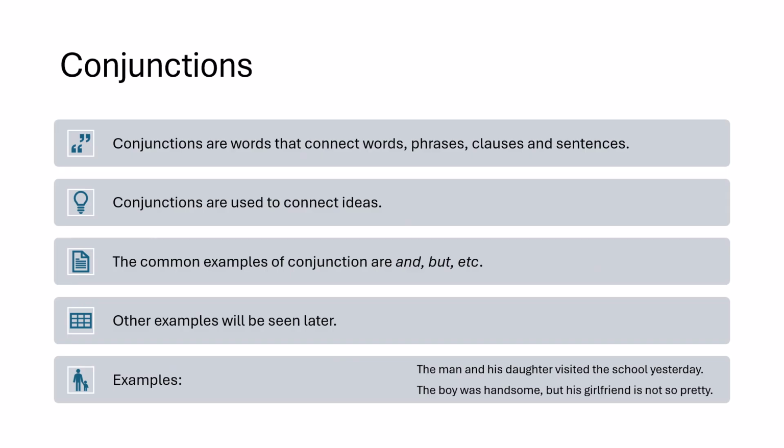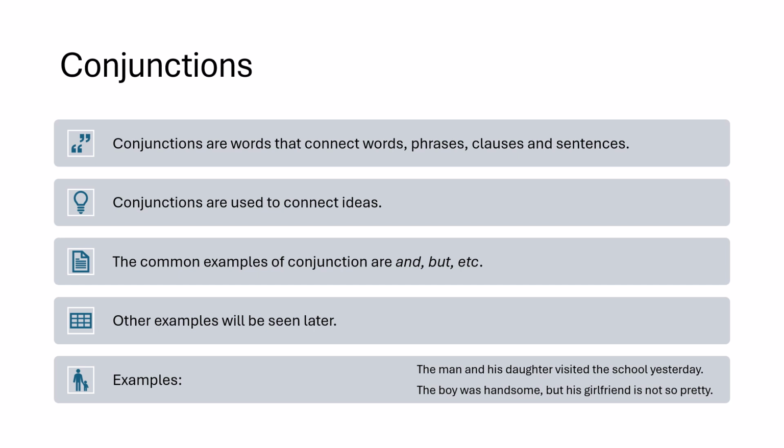So let's start with a broad view and approach. Conjunctions are words that connect words, phrases, clauses, and sentences. As we go along, you will see the broader level of their operations. Conjunctions are used to connect ideas, and the common examples of conjunctions are and, but. These are the ones we are mostly familiar with, but we'll also see other examples later.